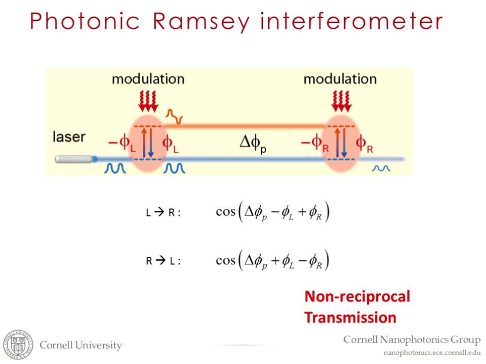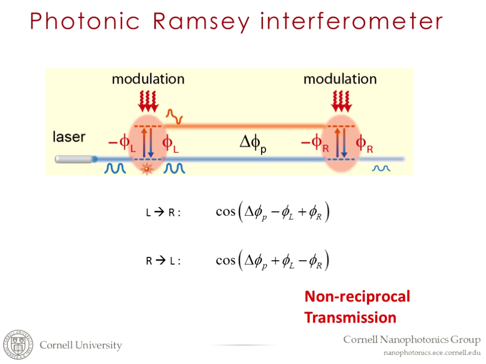So if we look at the left to right transmission, you'll see the total phase accumulated will be minus phi L plus delta phi P and plus phi R, which is the upper arm of this transmission, whereas the lower arm didn't really gain anything. And if you're going backwards, now the phase is of opposite sign, because now you're gaining a minus phi R and plus delta phi P and plus phi L.